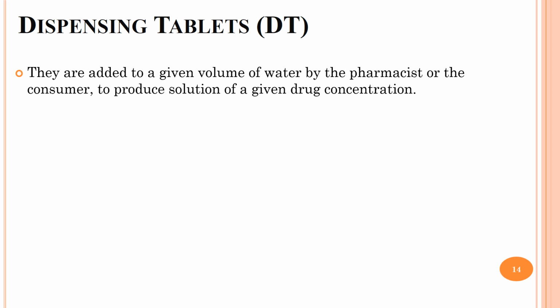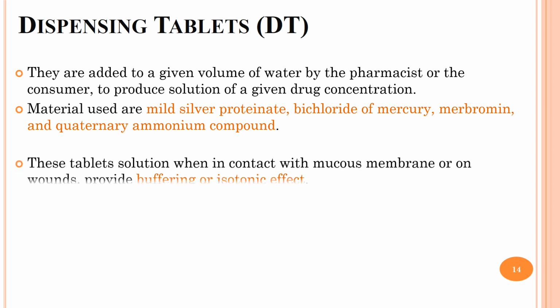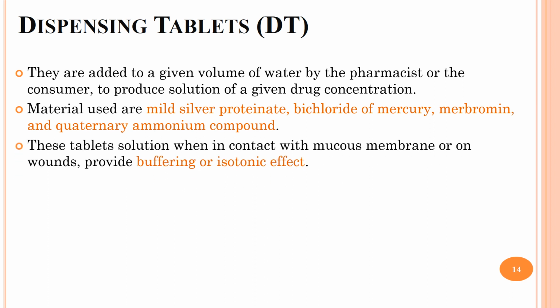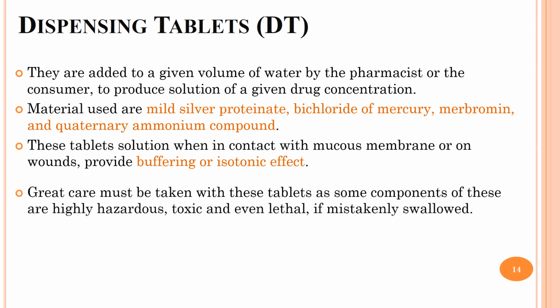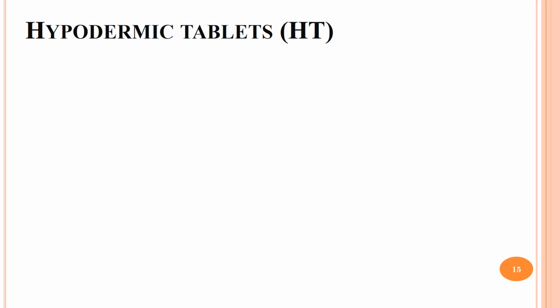Dispensing tablets. They are added to a given volume of water by pharmacist or the consumer to produce a solution of a given drug concentration. Materials used are mild silver proteinate, bichloride of mercury, merbromine and quaternary ammonium compounds. These tablet solutions when in contact with mucous membrane or on wound provide buffering or isotonic effect. Great care must be taken with these tablets as some components of these are highly hazardous, toxic and even lethal if mistakenly swallowed.